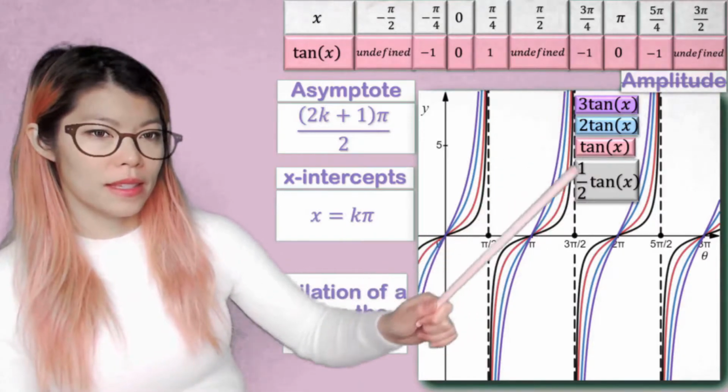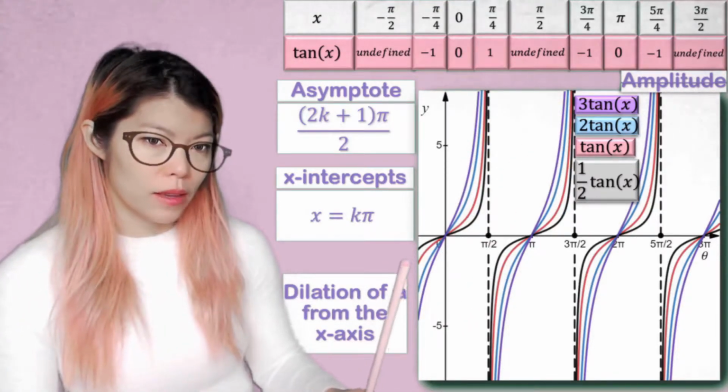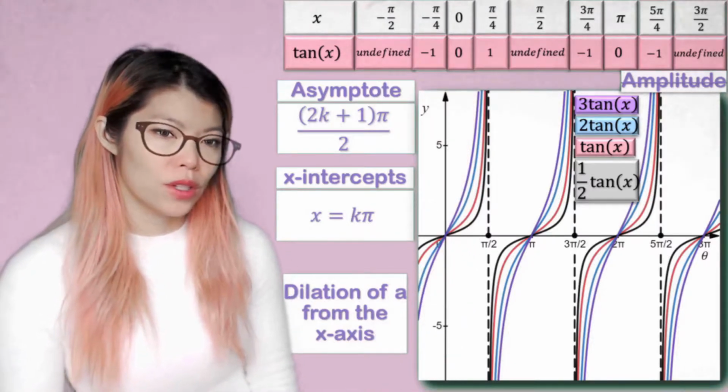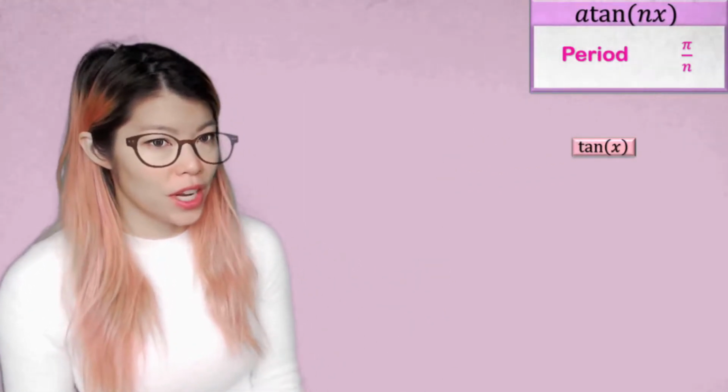So we describe these values in front of tan x as a dilation from the x-axis, and we can observe that it changes the steepness or the shape of the graph. So we have talked about A, now we're going to talk about n, or how does it change the period.